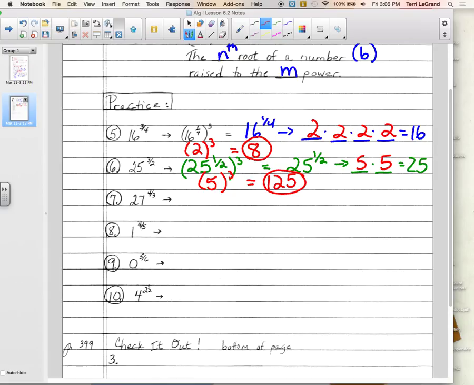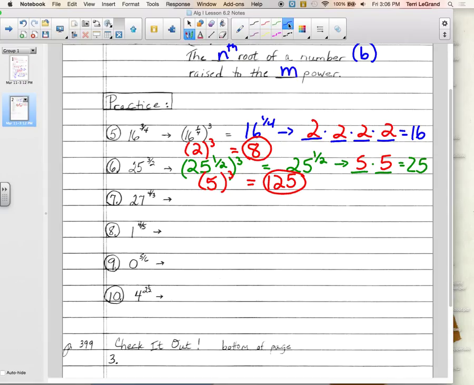So what do you think is going to happen in number 7? 27 to the 4/3 power. Is the answer going to be smaller than 27 or larger than 27? Larger, because the numerator is bigger than the denominator, which makes the fraction bigger than 1. There you go. Okay, so such a smart class.